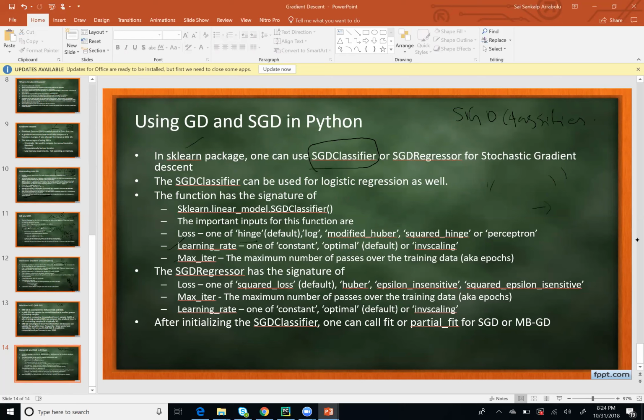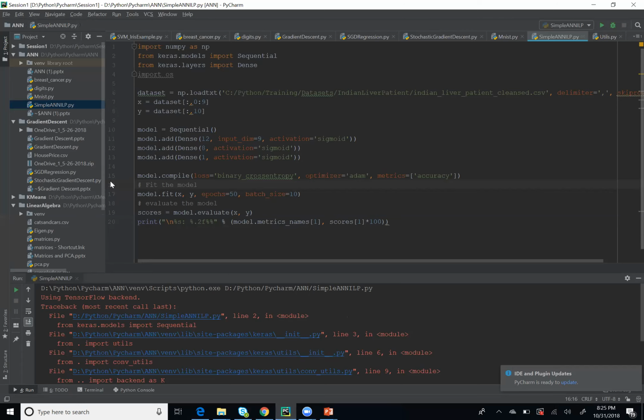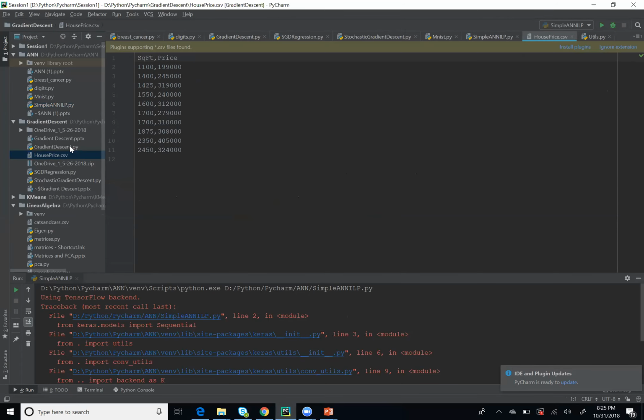So that is pretty much our lecture on gradient descent and stochastic gradient descent. But let us do some exercises on that. So I'll just show you the house price CSV I sent to you guys.